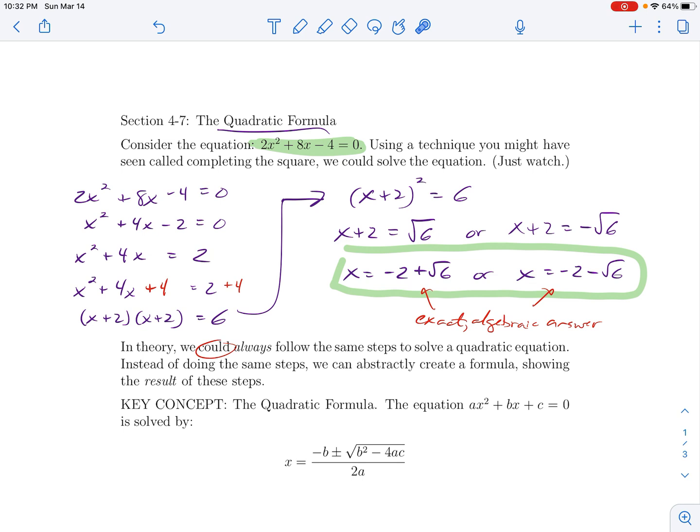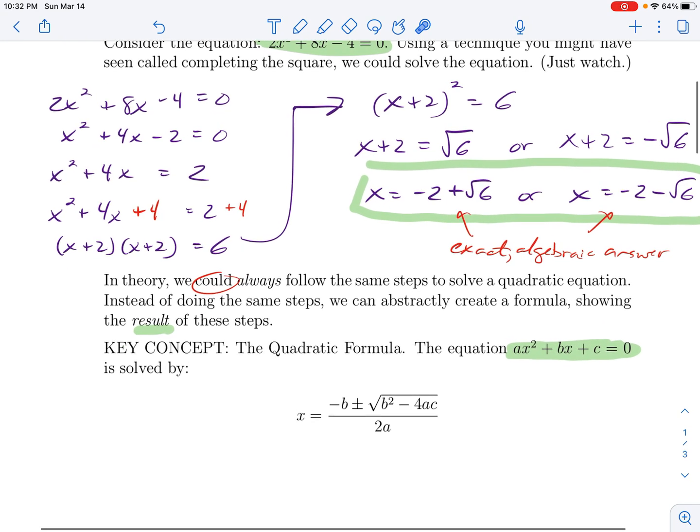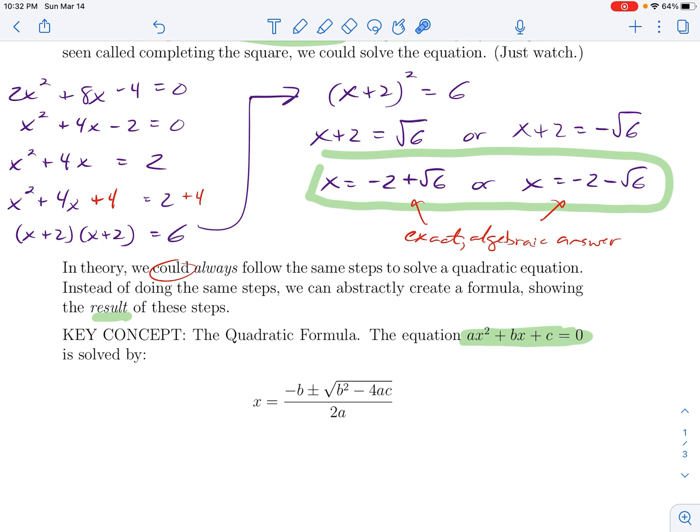But instead of doing those steps, you can do them abstractly and then just remember the result in terms of a formula. So if I were to start with this, it's the same form as 2x squared plus 8x minus 4 equals 0: ax squared plus bx plus c is equal to 0. This is just abstract. If we went through all the same steps, we would get x is negative b plus or minus square root of b squared minus 4ac all over 2a.